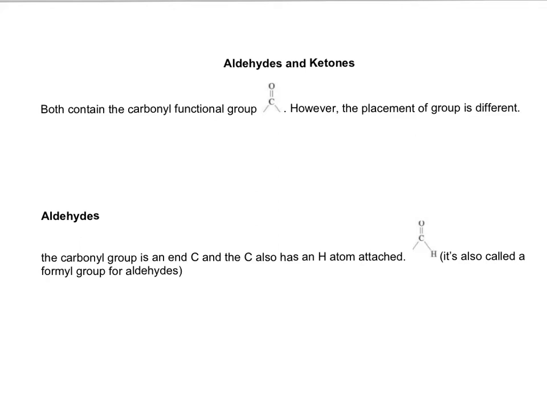Aldehydes and ketones. Both of these compounds contain the carbonyl functional group, a C double bonded O in their carbon chain. So to figure out if you've got an aldehyde or a ketone, you've got to look at the placement of the carbonyl group because it's different for aldehydes and ketones. For aldehydes, the carbonyl group is always on an end carbon, a terminal carbon, and that carbon also has a hydrogen attached. This is called a formyl group for aldehydes.